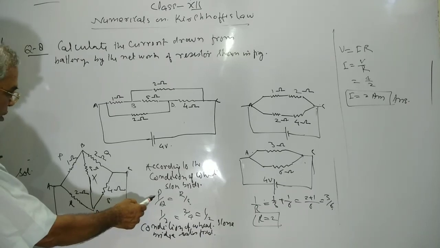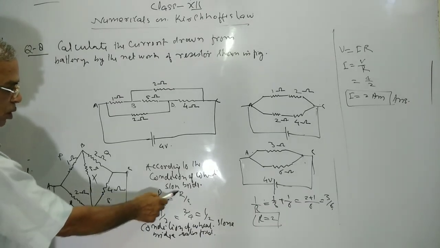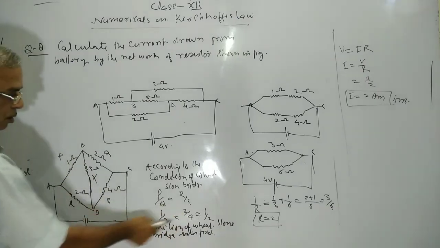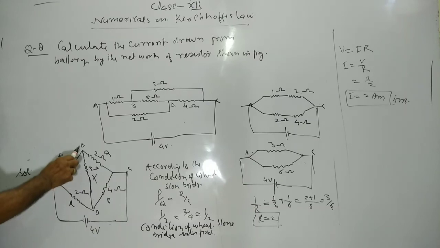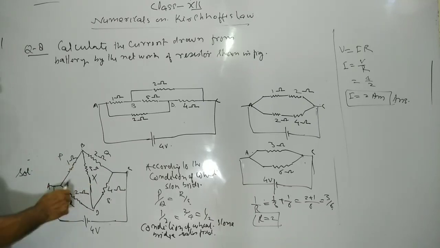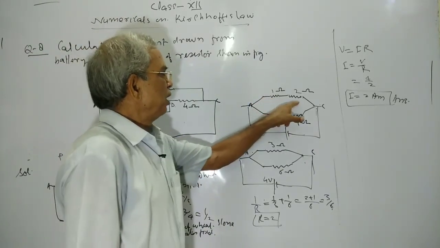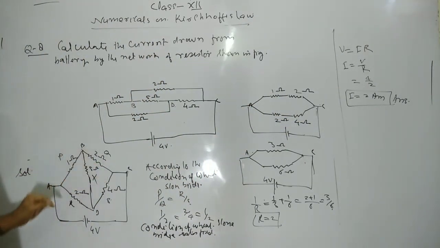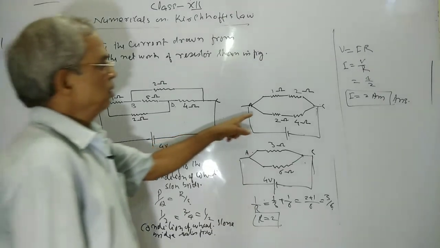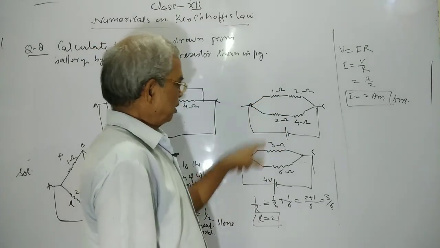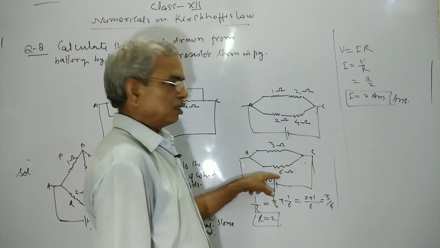According to the Wheatstone condition, P upon Q is equal to R upon S. This is P, this is Q, this is R, this is S. So this condition is satisfied. It means the potentials of B and D are equal. There is no current passing through this one, so this resistor is neglected. On neglecting this, our circuit becomes like this one. This 1 ohm, this 2 ohm. This 2 ohm, this 4 ohm. It becomes 3 and 6, so upper branch 3 and lower branch 6.